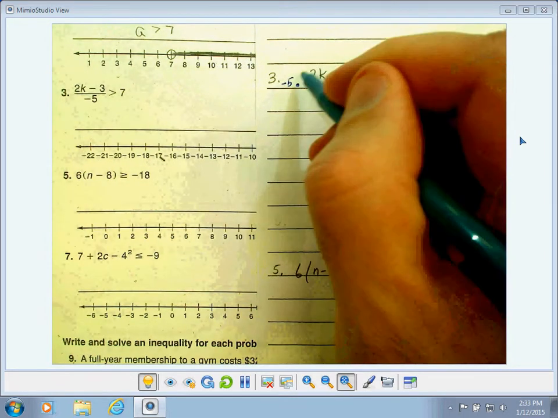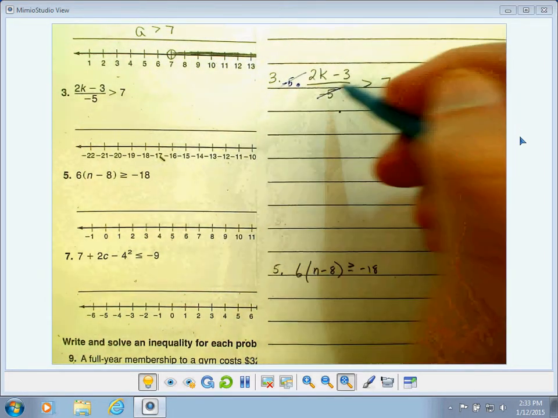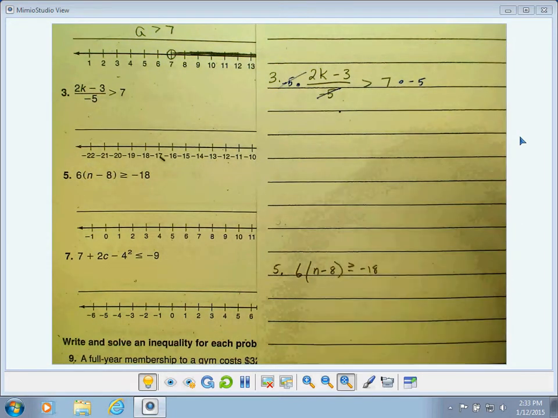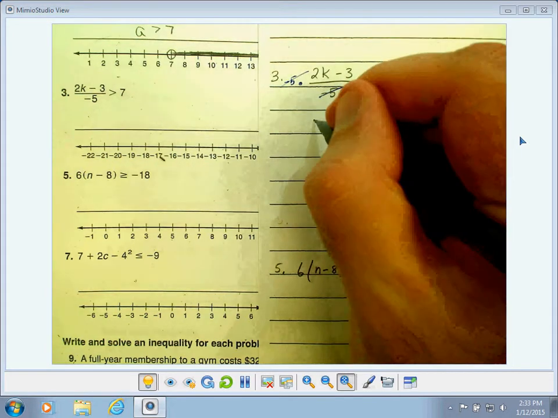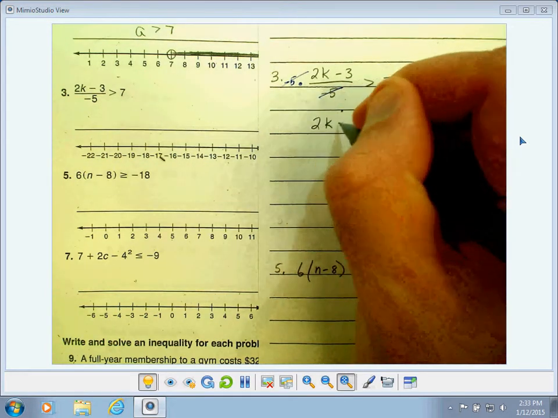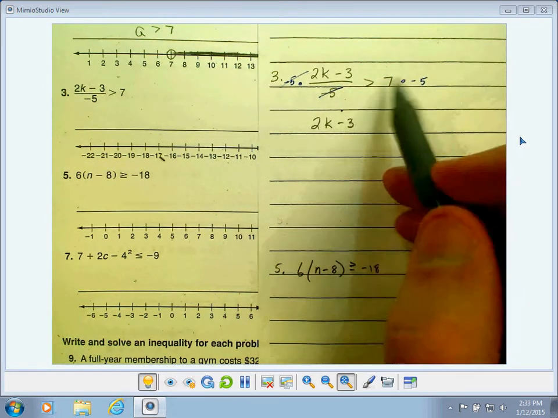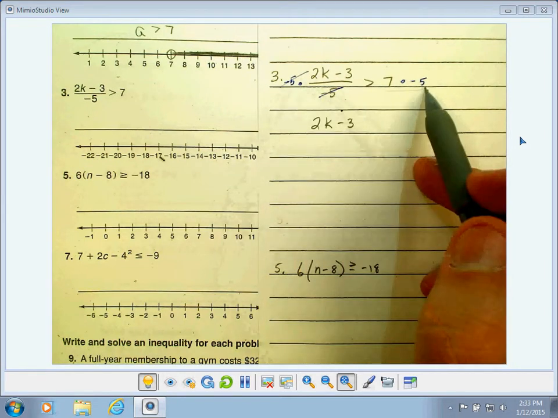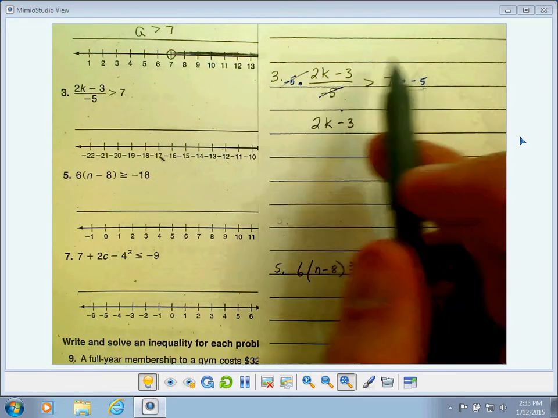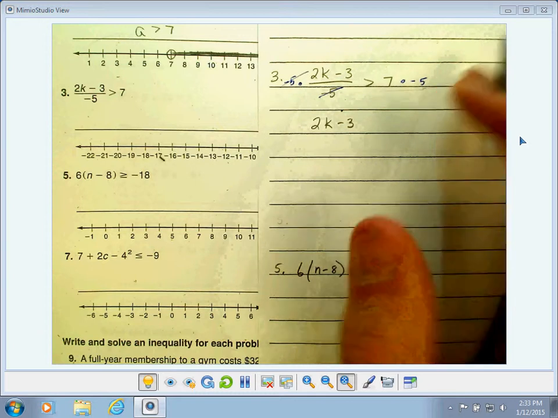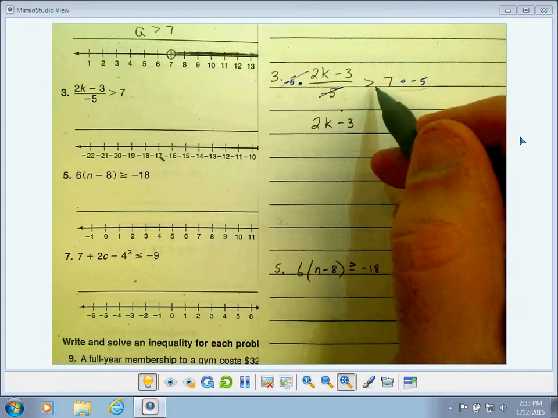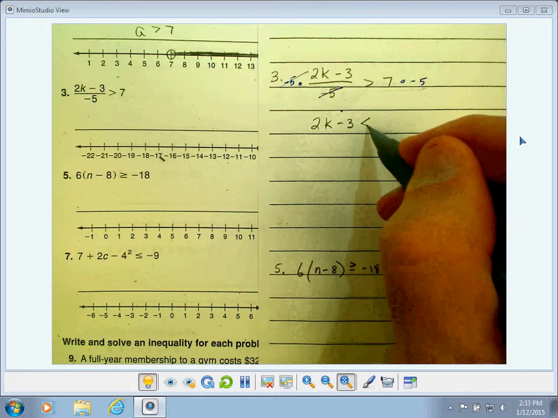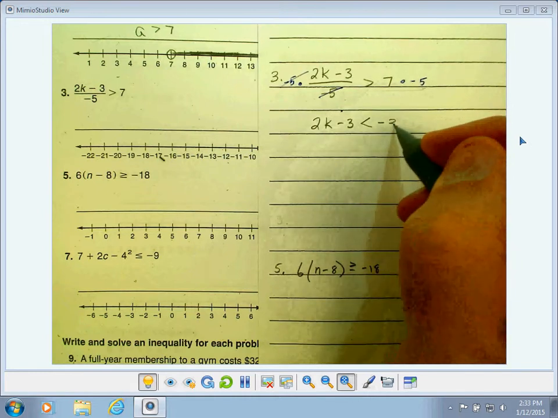And when I do that, both the negative and the 5 cancel each other out on the left. And that's going to leave me with something that I'm pretty used to solving, which is a pretty simple 2k minus 3. Now here again, right away, we multiply by a negative 5. Anytime we multiply or divide by a negative number, you have to flip the symbol around. So this symbol is going to turn to a less than, and I'm going to have negative 35 over here.